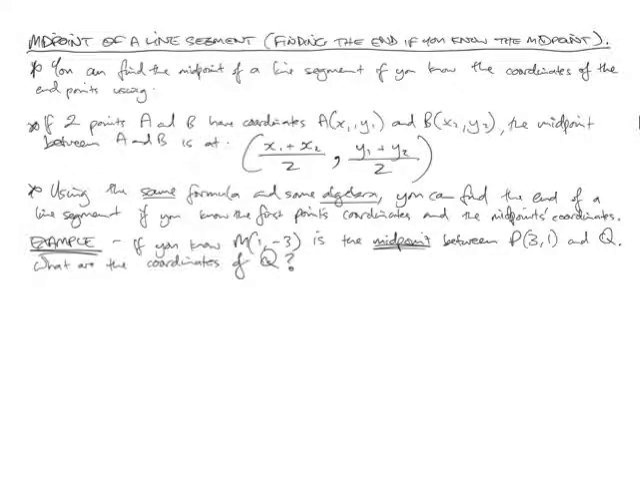Now, using the same formula and some algebra this time, you can actually find the end of a line segment as long as you know the first point on the line and where the midpoint is. So basically you're doing a slightly opposite thing. What this formula is doing now is you know the ends of the line segment and you're finding where the middle is. What we're doing now is you know one end of the line, you know where the middle is, and you're trying to work out where the end point is.